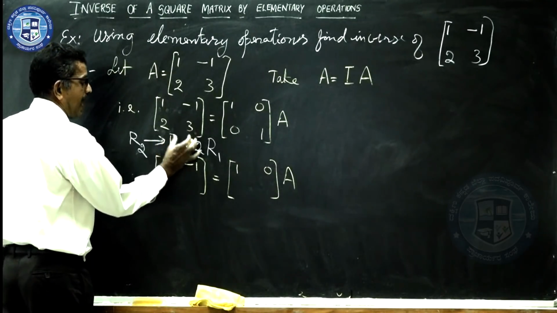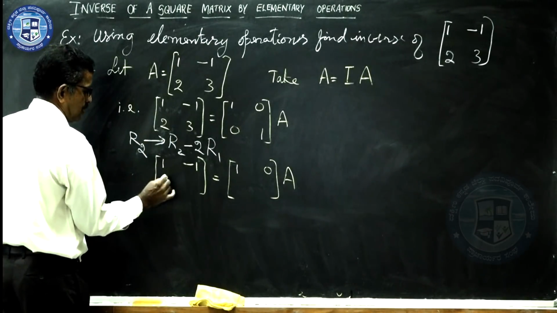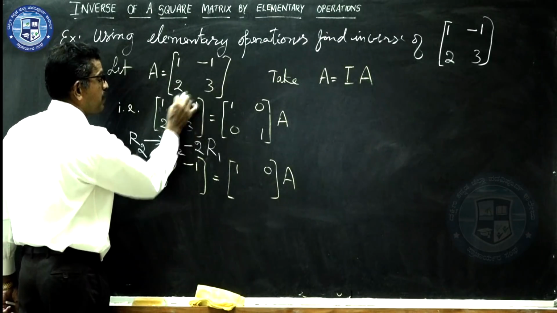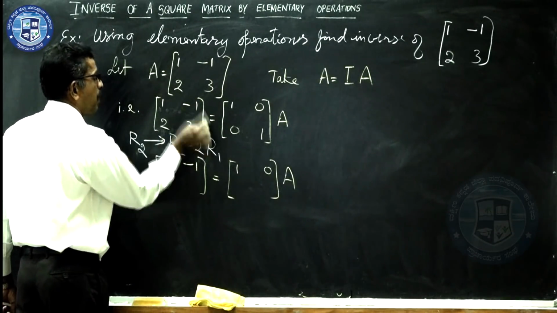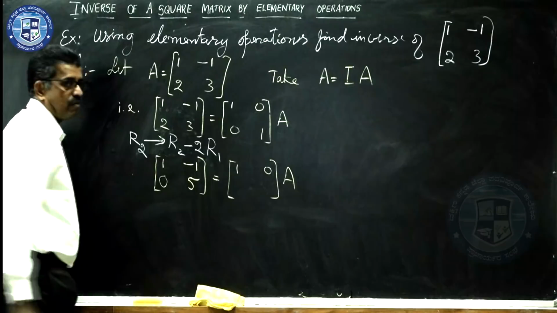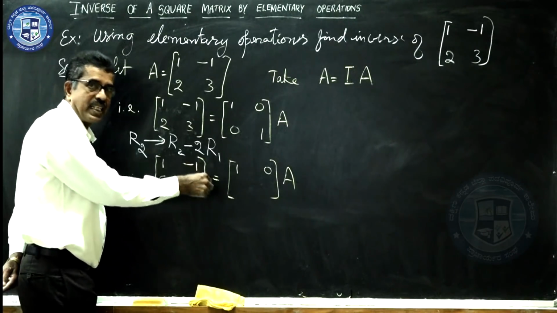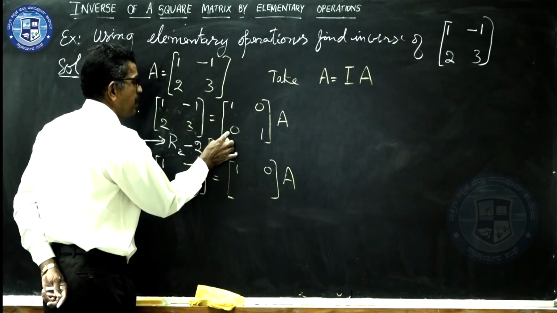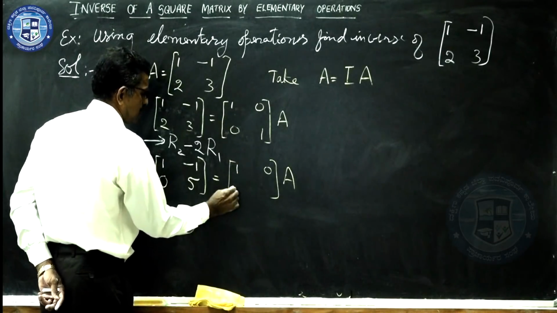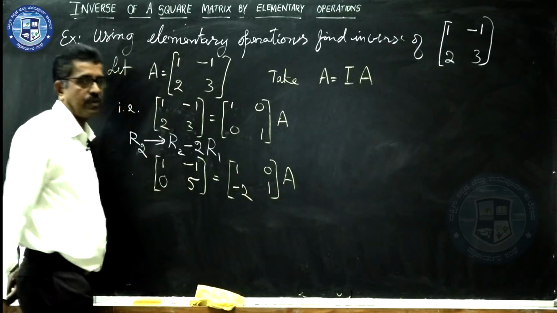Next, minus 2 times R1: 2 minus 2 times 1 is 0. Then 3 minus 2 times minus 1 is 3 plus 2, which is 5. Correct? And then the next one will be this minus 2 times this: 0 minus 2 times 1 is minus 2, and 1 minus 2 times 0 is 1 only.